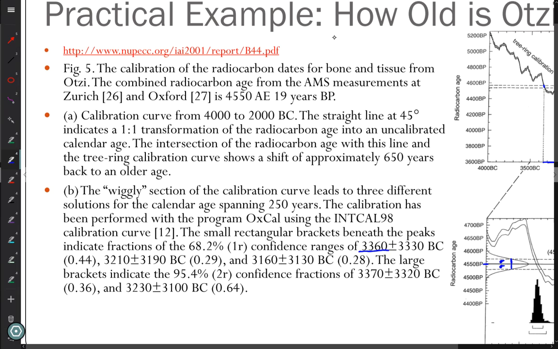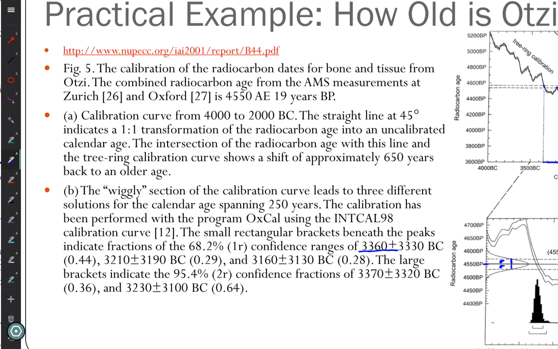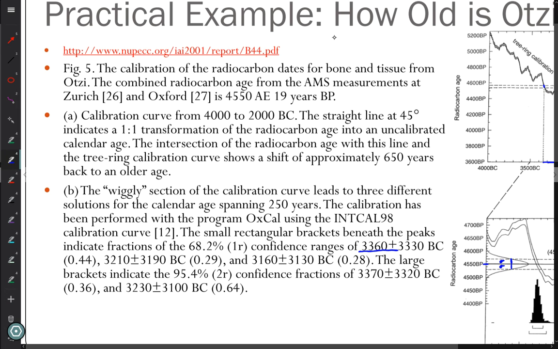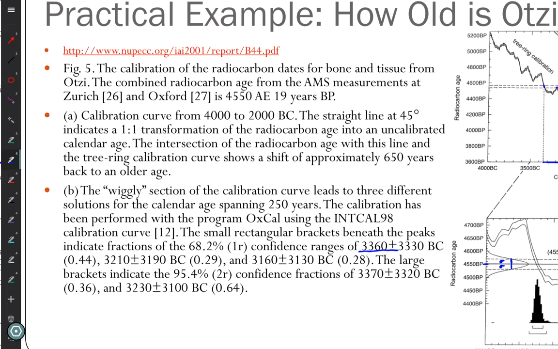So we have a 44% chance that it's 3360 to 3330 BC, or a 29% chance 3210 to 3190 BC, or a 28% chance 3160 to 3130. Right? So the actual method is much more complicated than what you tend to think, because they want to make sure they get it right.